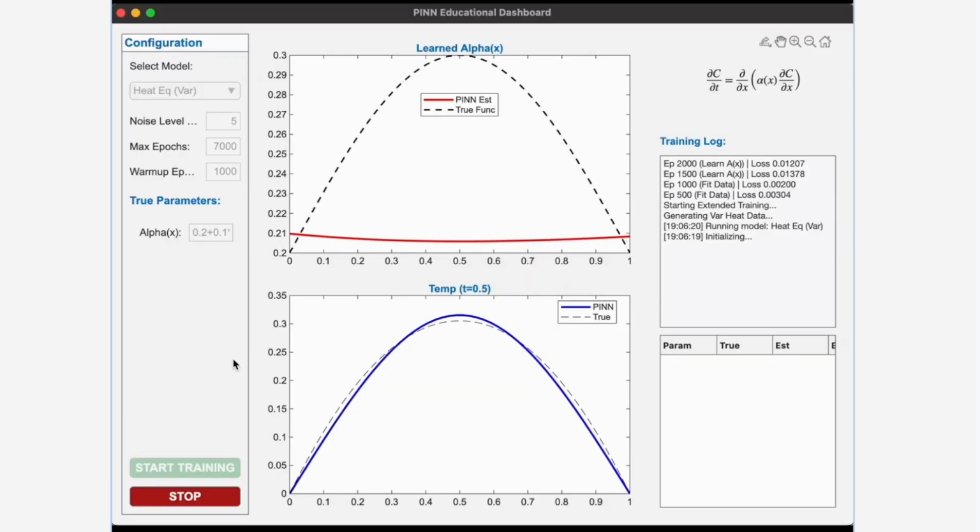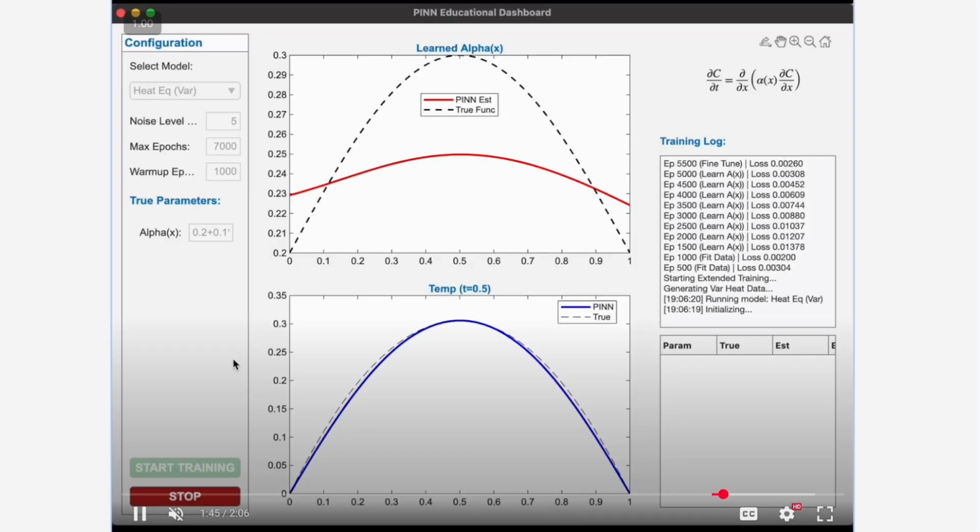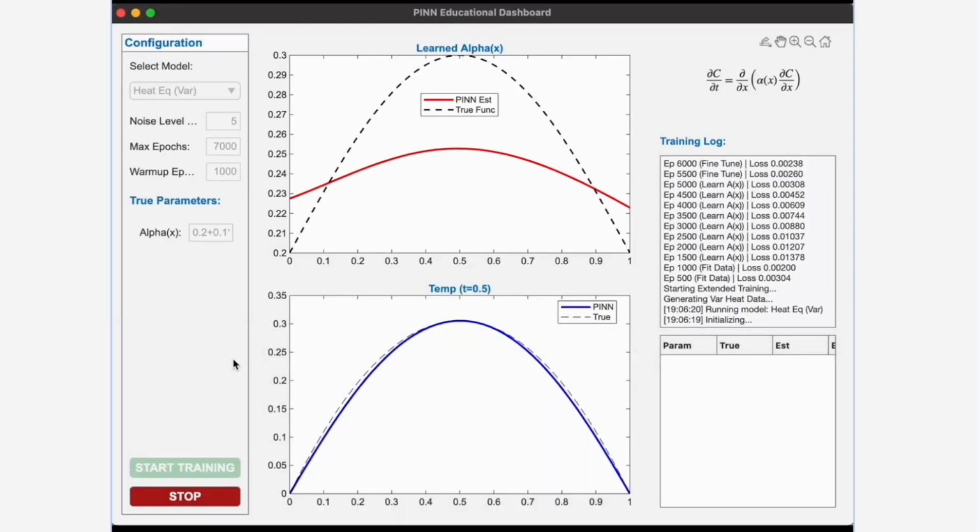You can see it accurately captures the curves even though it gets closer and closer throughout the series of epochs. On the top, you can see how the predicted alpha of x is converging towards the real result. And on the bottom, you can see a snapshot of the temperature profile at time step 0.5.